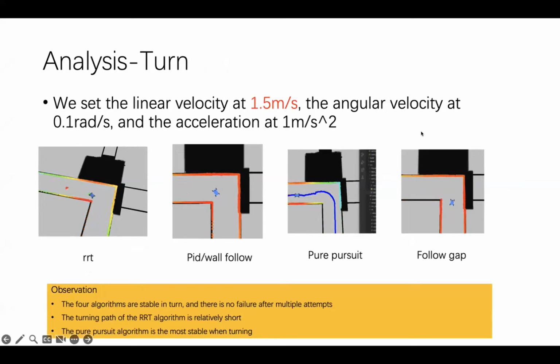So the basic scenario we set here is 1.5 meters per second. The four algorithms all work and there's no failure after multiple attempts. And the turning part of the RRT is relatively short here.